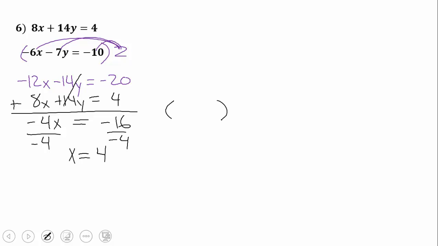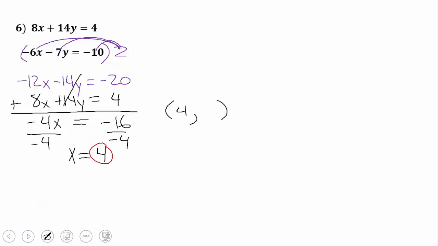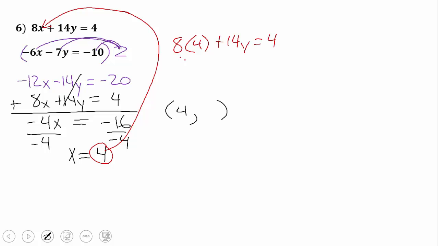So I can come over here and I put 4 in my x coordinate for my ordered pair solution. And then I take that 4 and I substitute it into either equation. I always like going to the first one. It really, again, makes no difference. 8 times 4 plus 14y equals 4. So 32 plus 14y equals 4. Subtracting 32 from both sides gives me 14y equals a negative 32.